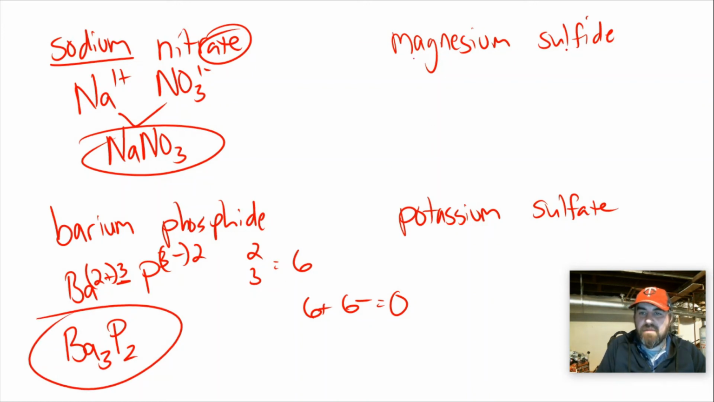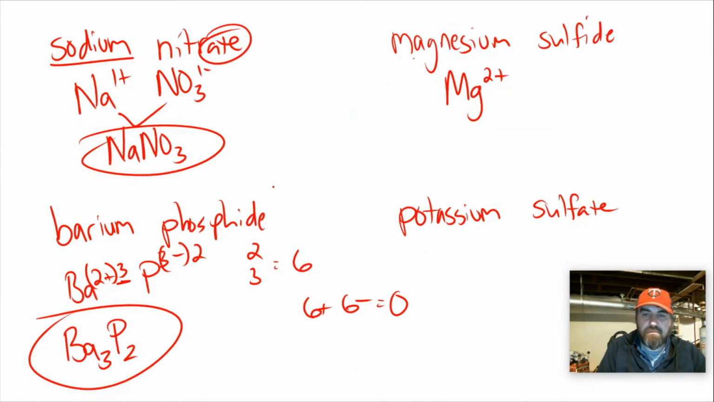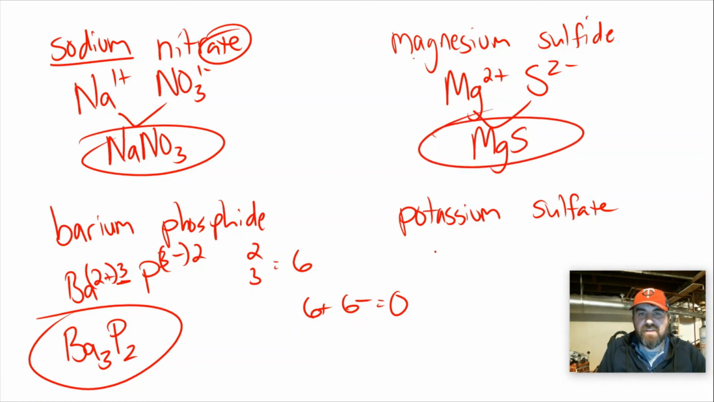Next one, magnesium sulfide. Magnesium, we go look it up. It is Mg, and it's a positive 2 charge. If you don't believe me, magnesium is right here in the positive 2 group. Sulfide is sulfur. It's in group 6, the negative 2 group. So we put positive 2, sulfide S, negative 2. 2 minus 2 gives you 0. We're done. Just put them together: MgS. There's our answer, magnesium sulfide.